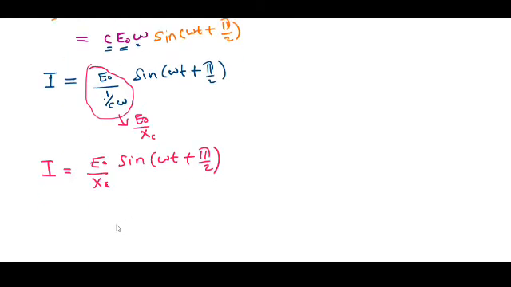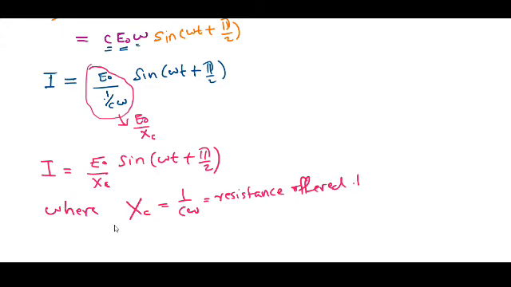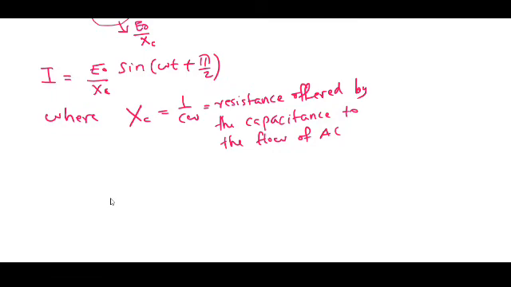where XC is equal to 1 by C omega is the resistance offered by the capacitance to the flow of AC. Therefore, we know that this E0 by XC is nothing but E0 by R or V by R in Ohm's law. This is I. Therefore, E0 by XC I can write as I0. Therefore, this I is equal to I0 sine omega t plus pi by 2.